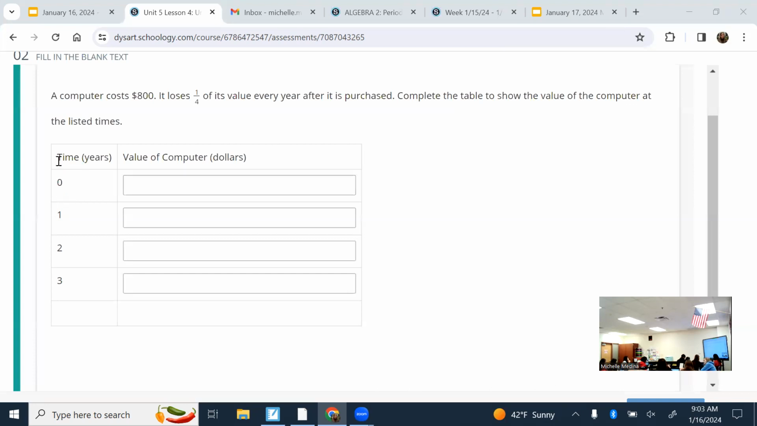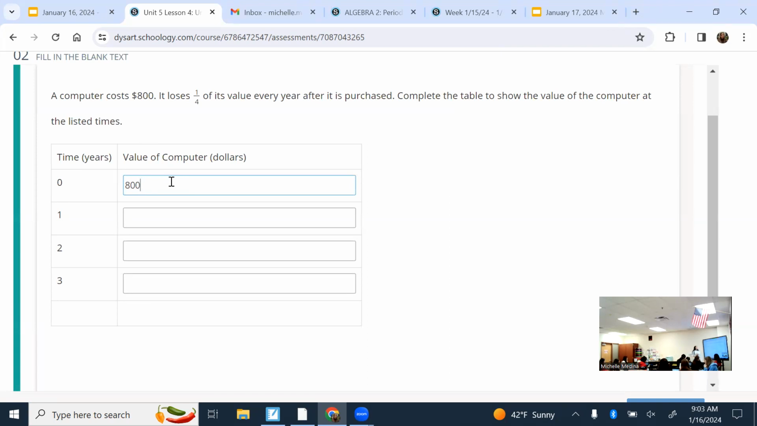But for 0 years, what's the value of the computer? 800. And I would probably not put the dollar sign. We'll see if it matters later, but your initial value is always at the input of 0. So that one should be really easy. The rest, you could benefit from making an equation for. You could probably also problem solve your way through it as well.